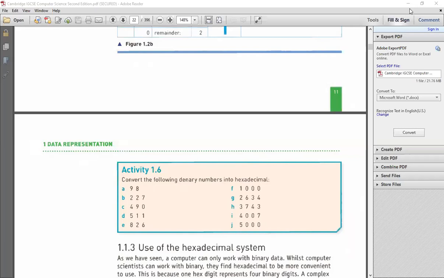Children, I'm expecting the answer to come from your end very quickly. It's 98 when you are dividing 98 by 16. What is the answer? Please, I want the answer very quickly. For those of you who have joined us now, Assalamu alaikum, we are actually doing the activity 1.6 right now. And before that, we had learned the conversion from denary to hexadecimal.